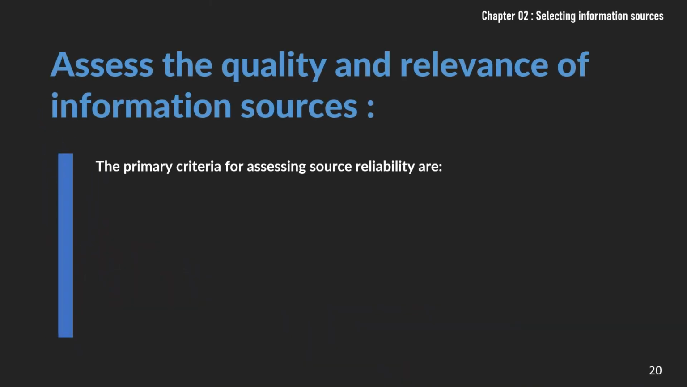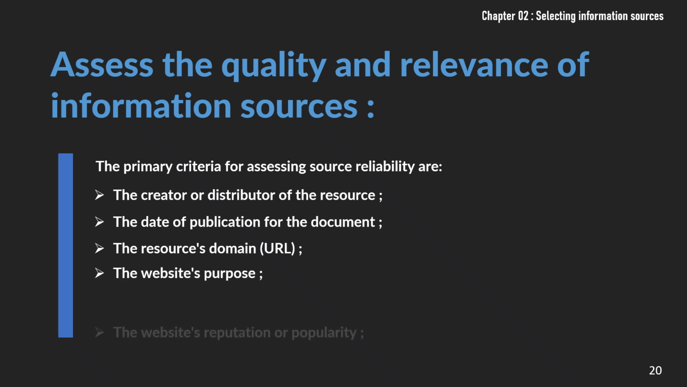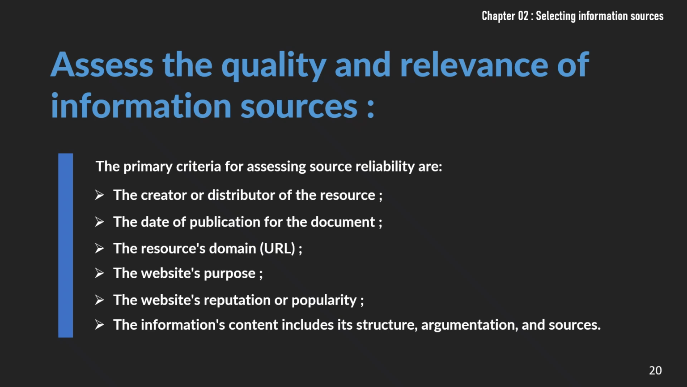The primary criteria for assessing source reliability are the creator or distributor of the resource, the date of publication of the document, the resource's domain, the website's purpose, and the website's reputation or popularity. The information's content includes its structure, argumentation, and sources.